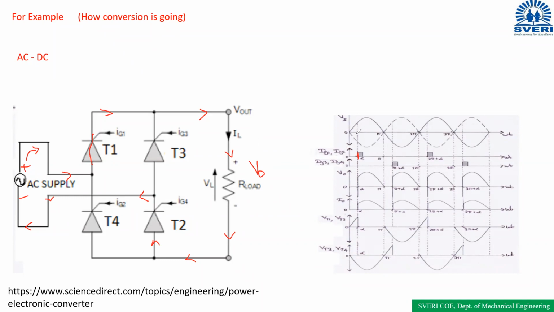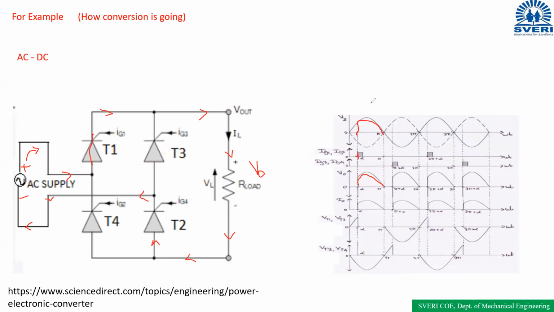How is the supply voltage? From here to here, like this, right? This is the wave shape of the supply voltage. So the wave shape of the output voltage is the same, like this. Is it clear? From alpha to pi.